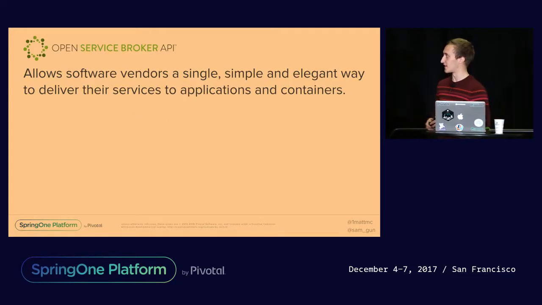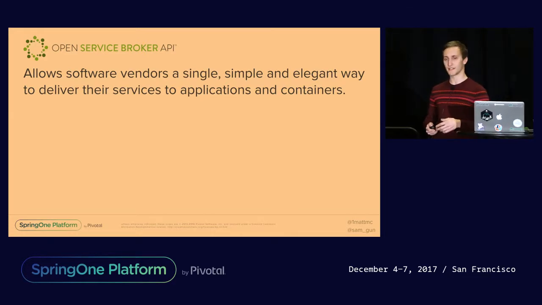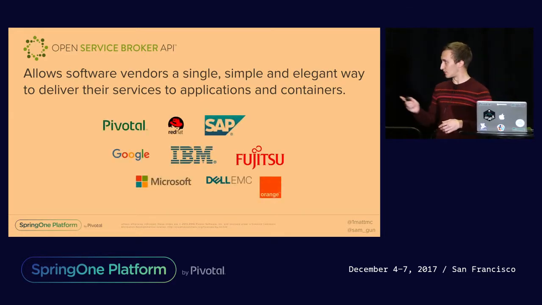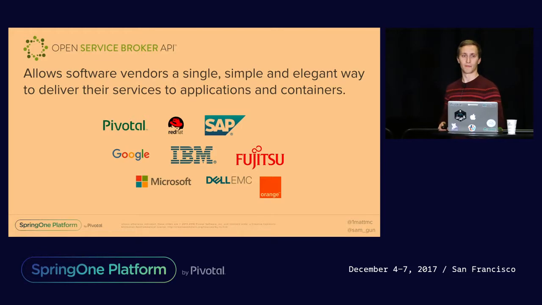So you can see that that's the marketing message. We allow software vendors a single way to deliver their services to apps and containers. And all these awesome companies are on the project management committee implementing it for their own platforms. We have Kubernetes, Cloud Foundry, IBM's Bluemix, Red Hat's OpenShift, and many, many more.